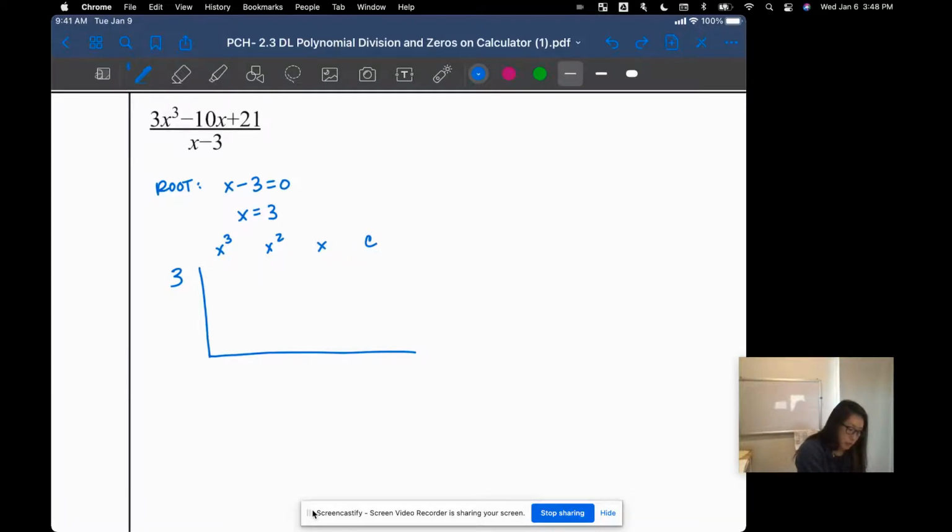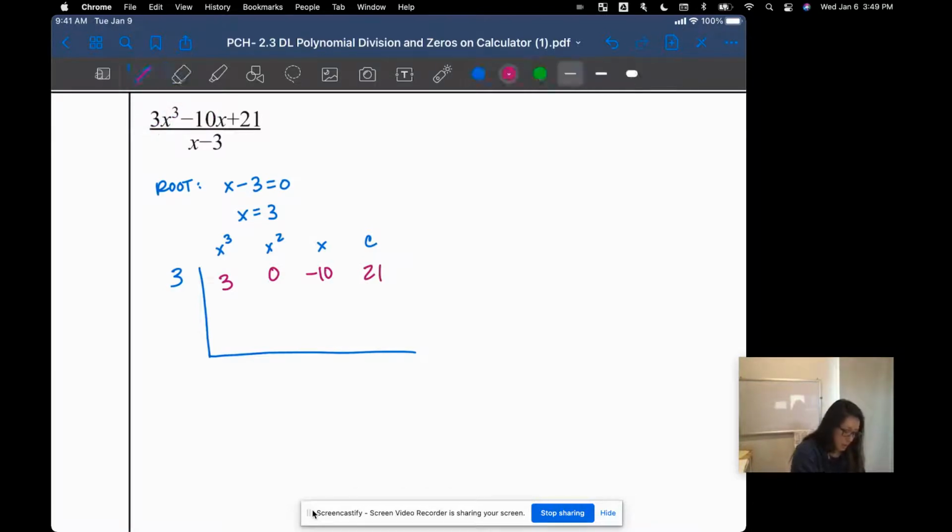You don't have to write these up here, okay? So I'm going to write my coefficient of x cubed is 3. My coefficient of x squared, there is none, so I put a 0, and you need that placeholder, otherwise it's going to get messed up, okay? Then for x, the coefficient is negative 10, and for the constant is 21.